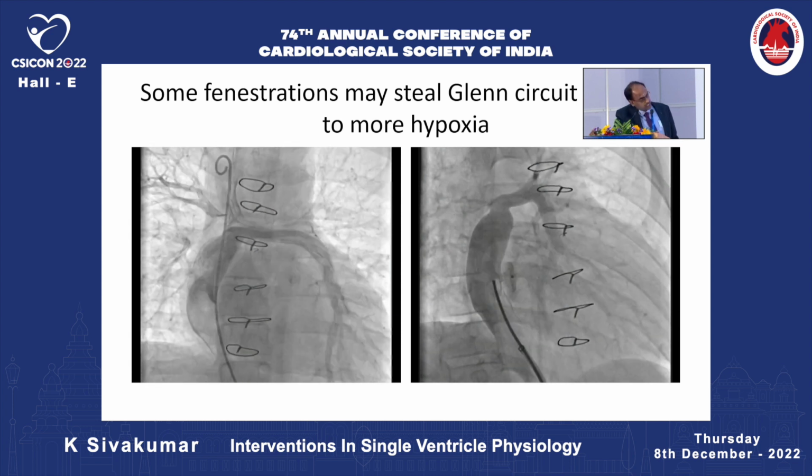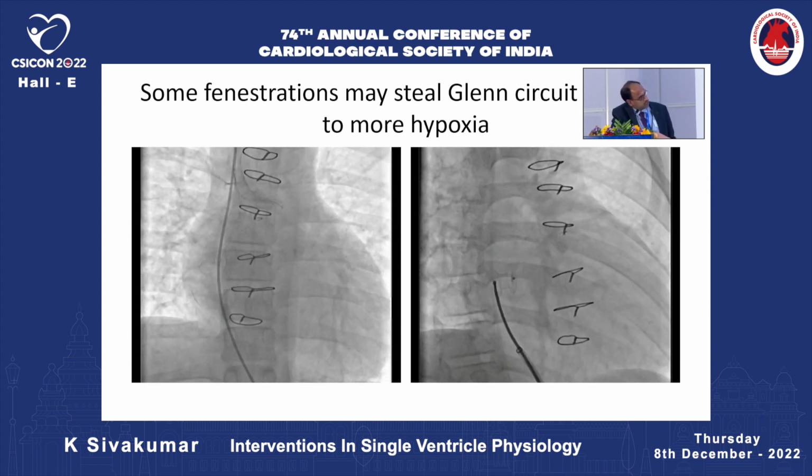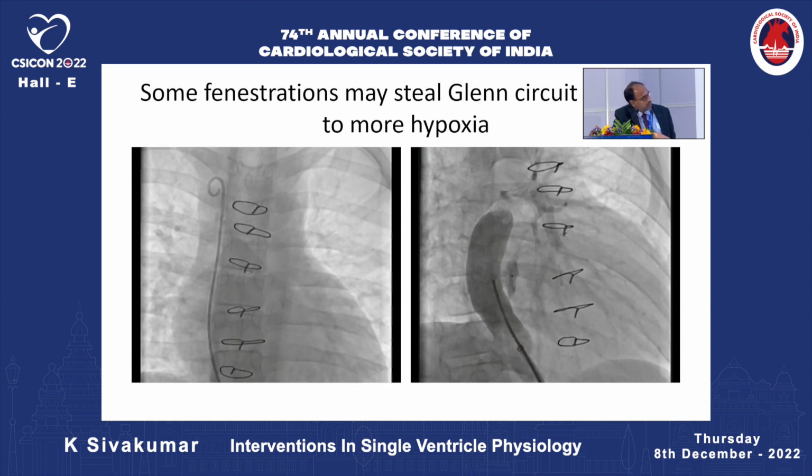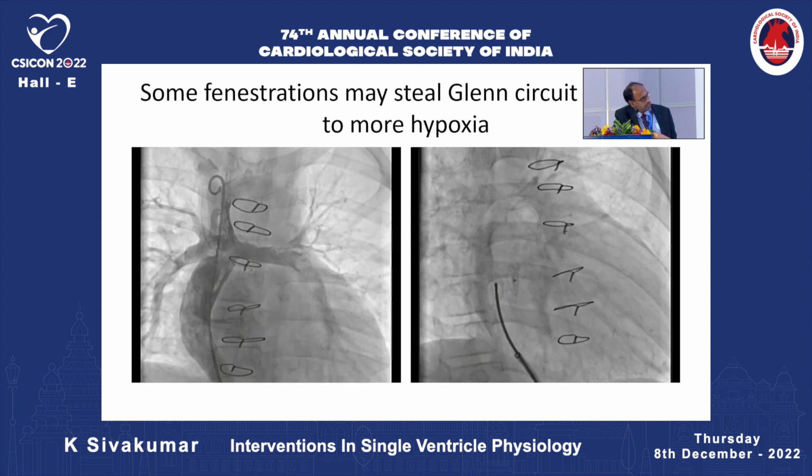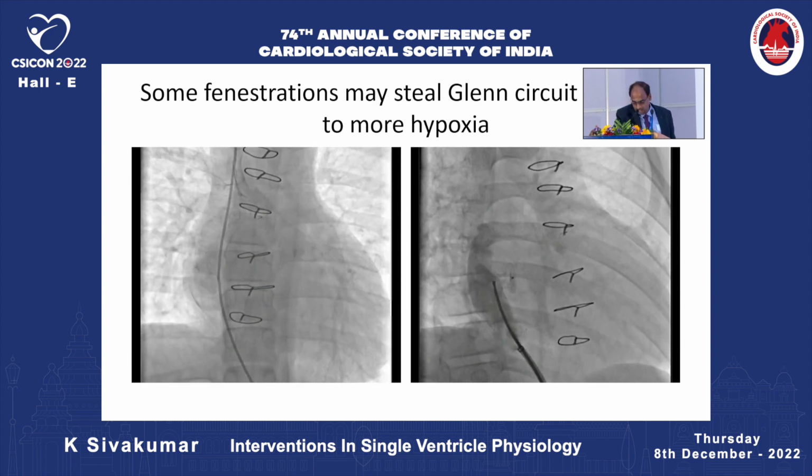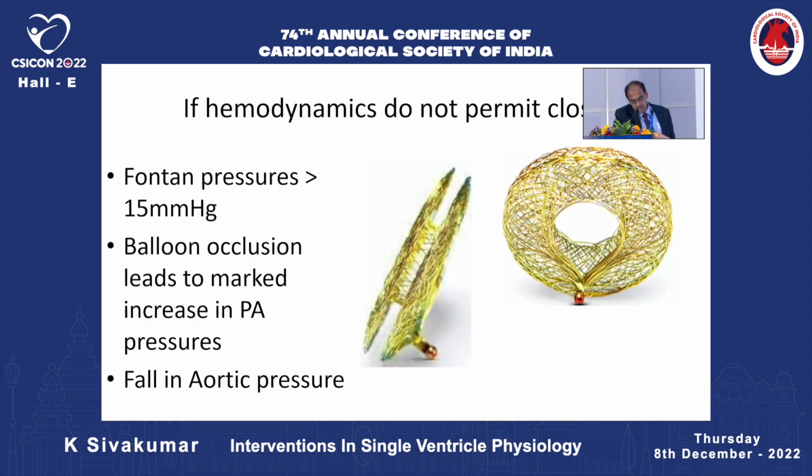This is a fenestration that is stealing from the Glenn circuit. We are injecting actually in the Glenn circuit, and you can find that the blood is not entering the pulmonary artery but entering the Fontan and going into the heart, and that needs to be closed. If the hemodynamics do not permit a complete closure, then you have to do a partial closure.